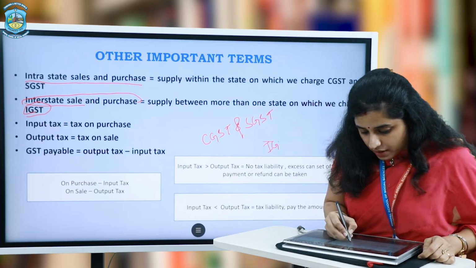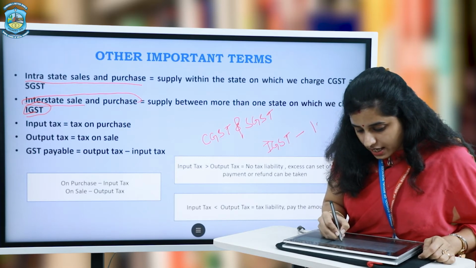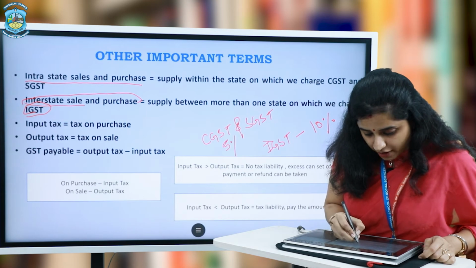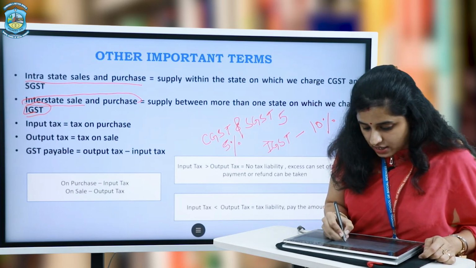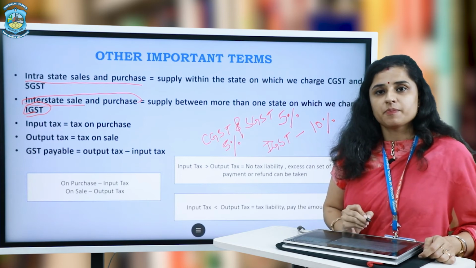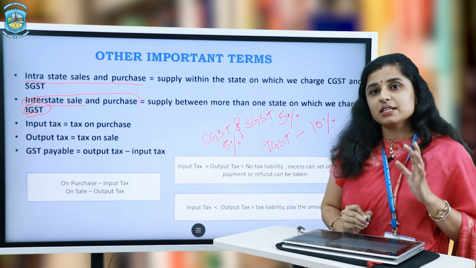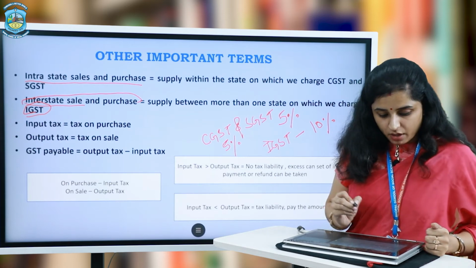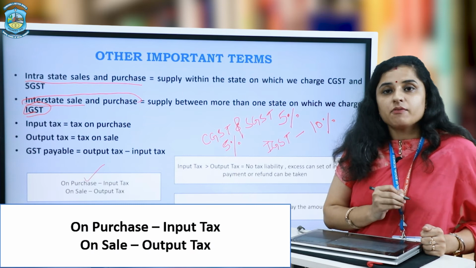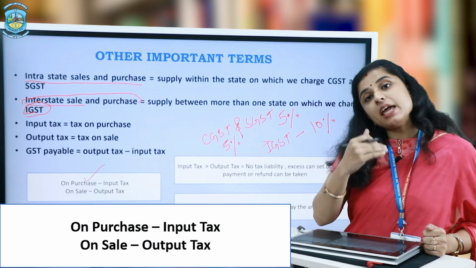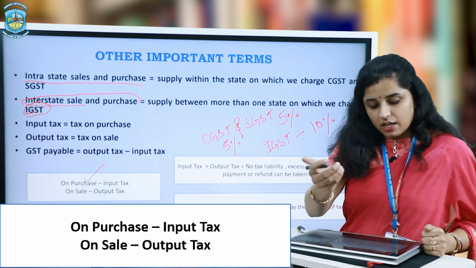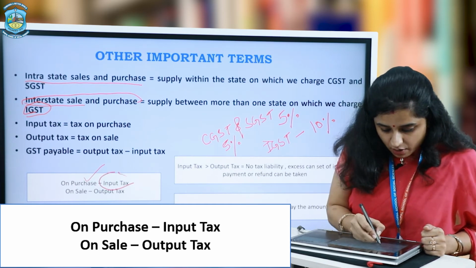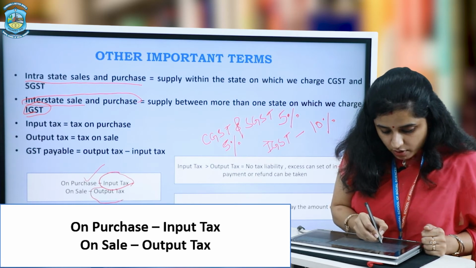Children, say for example the rate of IGST is 10%. Then the rate of CGST is going to be 5%, and the rate of SGST will also be 5%. So the rate is always equivalent. It is just that it is divided into two parts, SGST and CGST. On purchases, we pay a tax to the supplier, that is called input tax. On sales, we collect a tax called output tax.